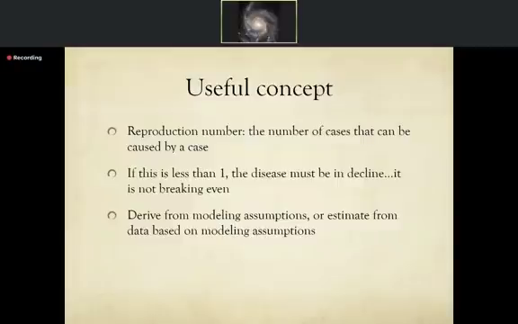So a useful concept that you will have seen in essentially nearly all mechanistic models is the reproduction number. That is the number of cases that a case on average causes during its existence as a case. If that's less than one, the disease has to be in decline. The disease is not, so to speak, breaking even. If each case, before recovery, unfortunately mortality, but during the period of infectivity, can't replace itself, the disease is not, from its standpoint, breaking even. Whereas if each case is more than replacing itself, you expect growth. You can derive these based on a model, or you can try to estimate it from the data using a model. So let's continue to the next slide.